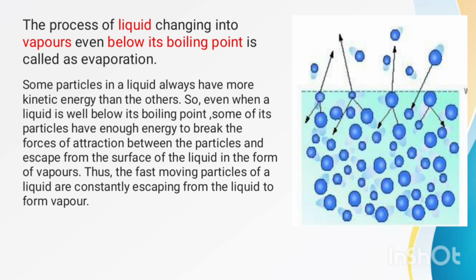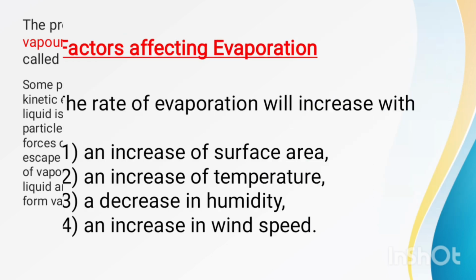Some particles in a liquid always have more kinetic energy than the others. So even when a liquid is well below its boiling point, some of its particles have enough kinetic energy to break the forces of attraction between the particles and escape from the surface of the liquid in the form of vapors. Thus, the fast moving particles of a liquid are constantly escaping from the liquid to vapor.